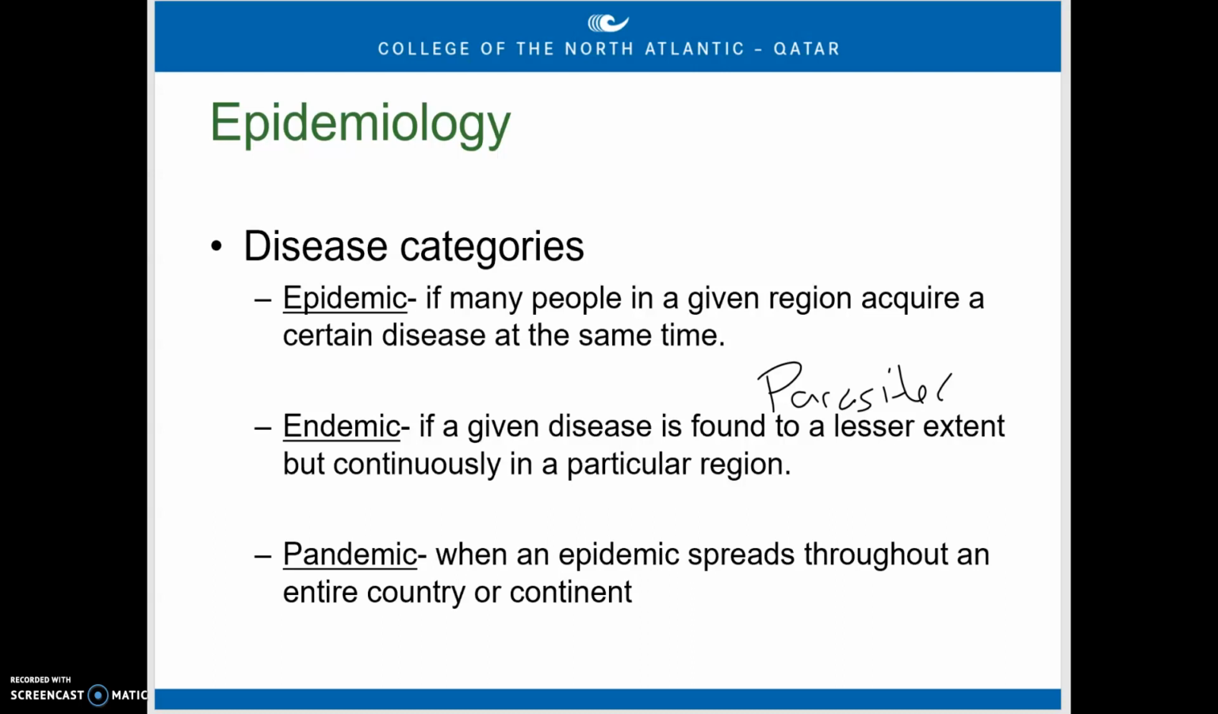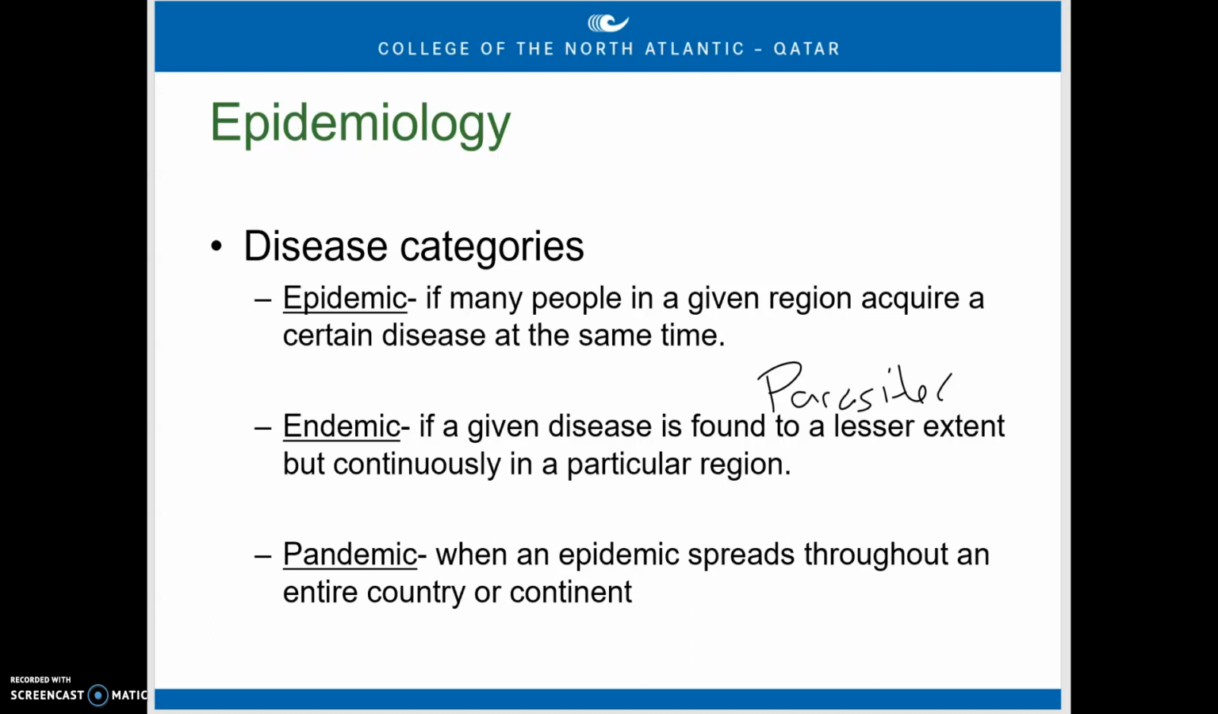And then finally, the last one is pandemic, and a pandemic is a really big deal. We're forced to live through a pandemic right now. A pandemic is when an epidemic spreads throughout an entire country or continent, or in the case of COVID-19, the entire planet. The only place that does not have COVID-19 right now that I know of is Antarctica. Everywhere else on the planet is affected by COVID-19.